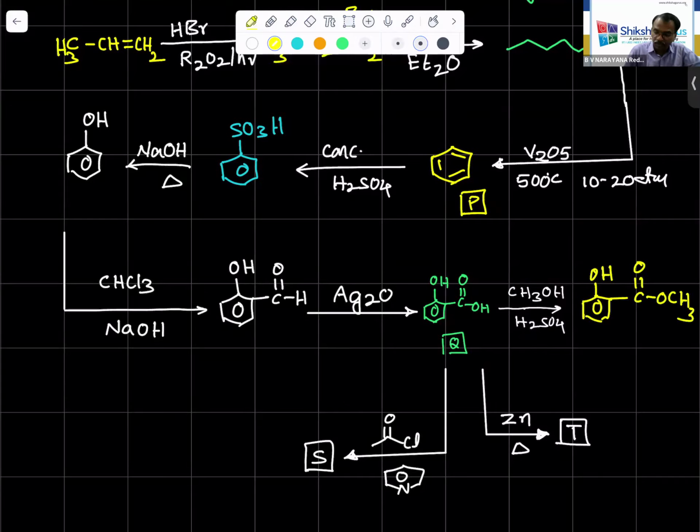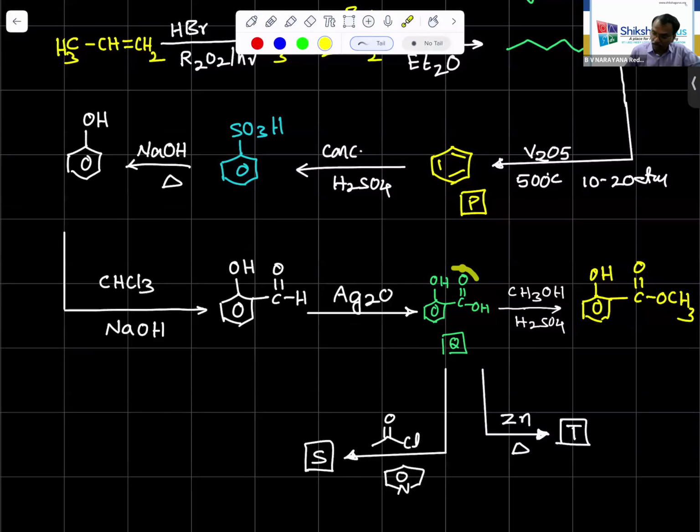What is happening here? Be careful. From carboxylic acid, the OH group takes part in elimination. From alcohol, H plus takes part in elimination. Now this oxygen makes a bond with this carbon. It will convert into carboxylic acid ester. This is methyl salicylate.